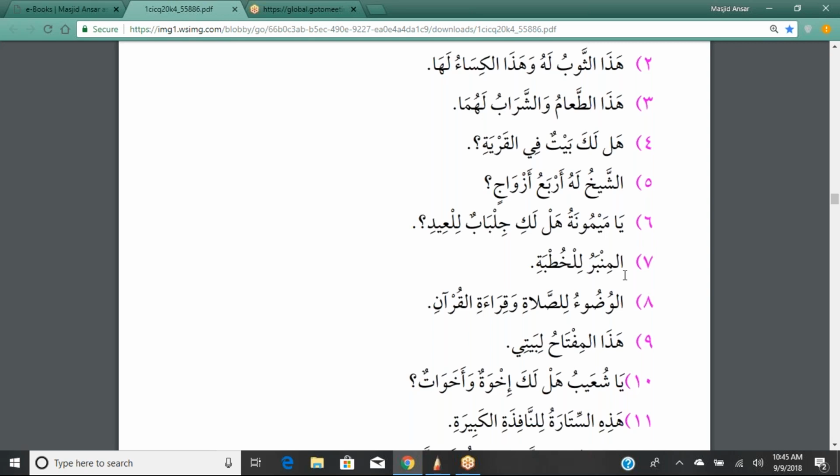The point in the sentence is the lam al-mulk. Lil khutbah. Al-minbar lil khutbah. That's the point in this sentence. So don't let the point of the sentence pass you by. The point of the sentence is what? Lam al-mulk lil khutbah. For the khutbah.